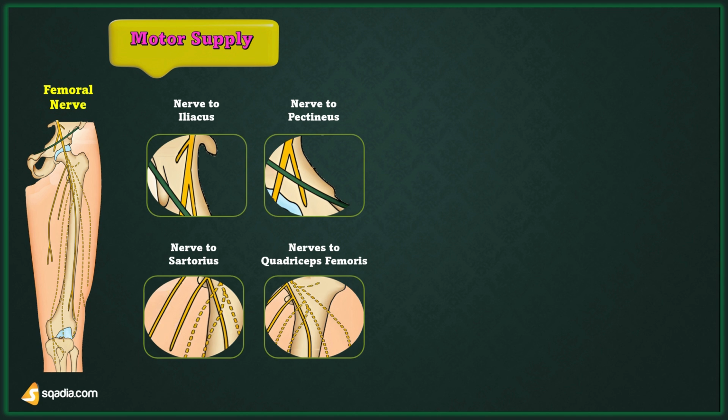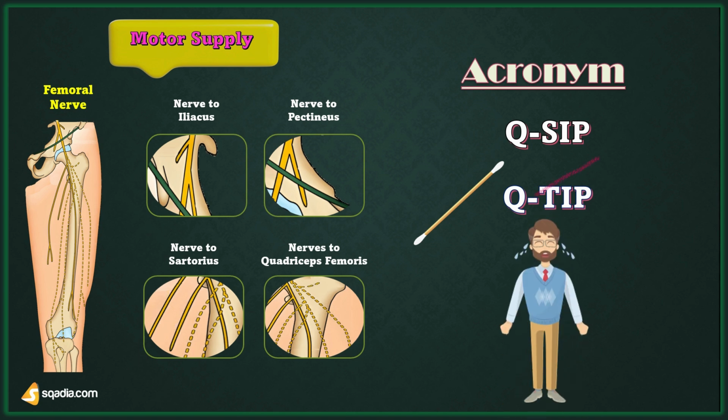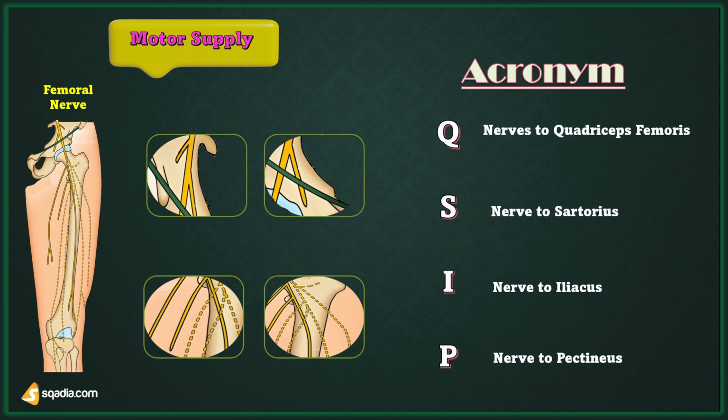An easier way to remember the motor innervation of the femoral nerve is to keep in mind this acronym: QSIP. I know, it would have been perfect if a muscle starting with the letter T was also innervated by the femoral nerve. I'm sad about it too. How easy it would be to just remember it whenever you lay eyes on a Q-tip. But what can we do? This acronym is not too bad either. See how each letter represents the first letter of these muscle names.